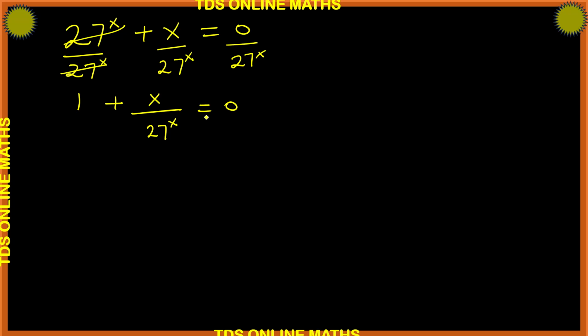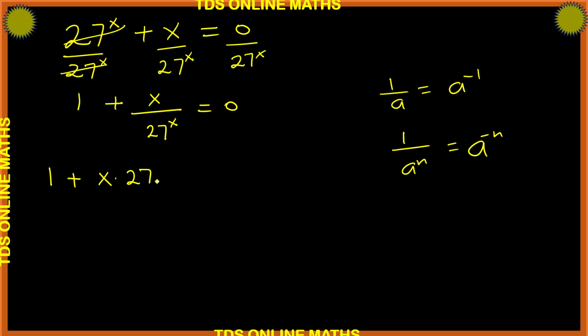Now, let's ignore the fraction here by applying this rule. So 1 on a is the same as a to the power minus 1. 1 on a to the power n is the same as a to the power minus n. So we have 1 plus x times 27 exponent minus x equals 0.